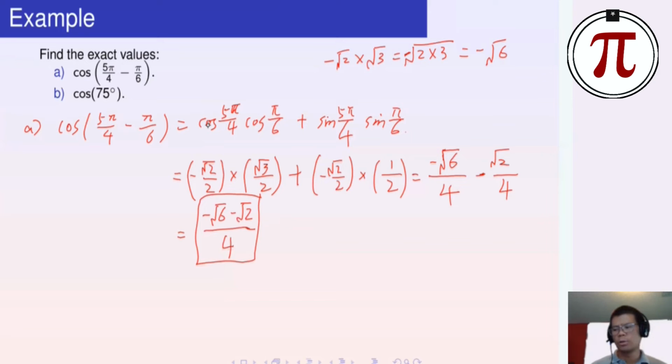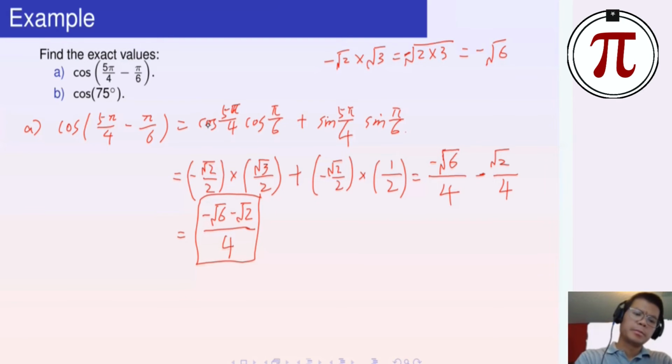Right, so that's basically what we did. We used the difference formula for cosine between two special angles. Then we found the cosine and sine for each of these two special angles, plugged them into the formula, simplified it, and got the answer. Very good.